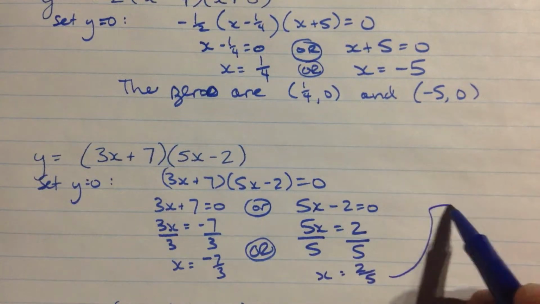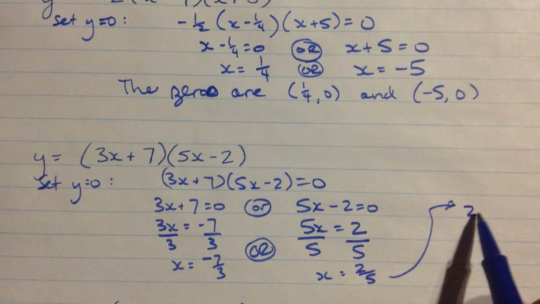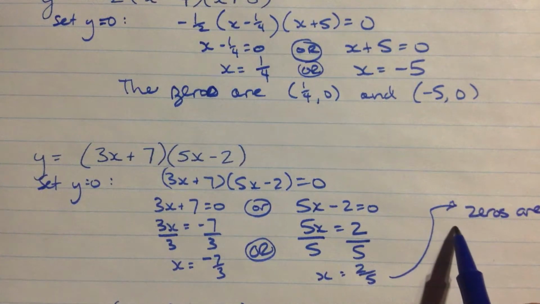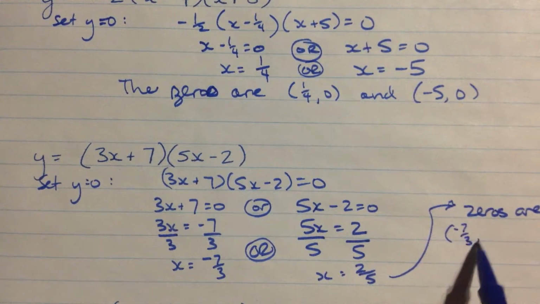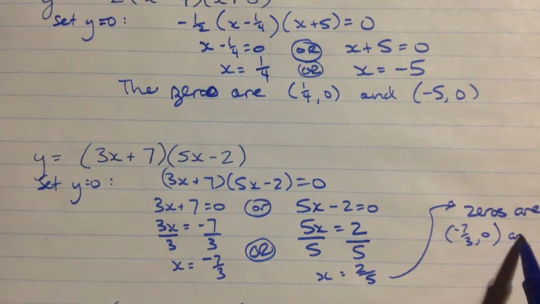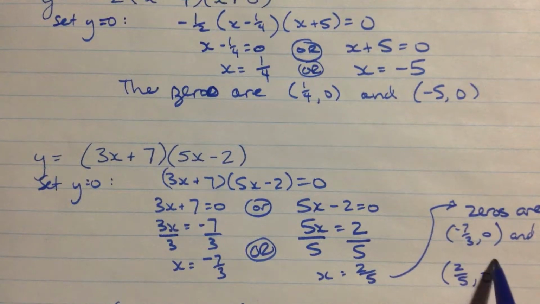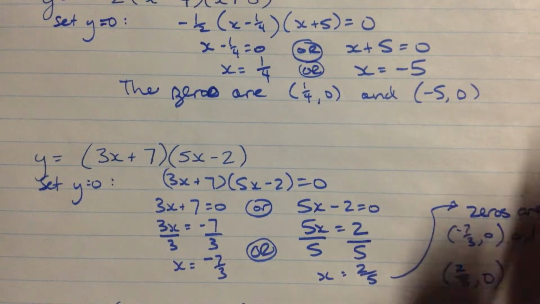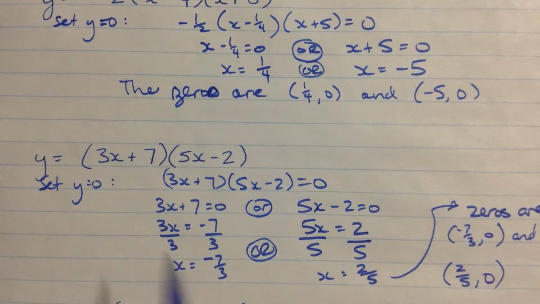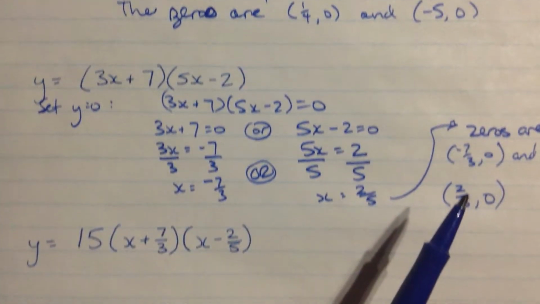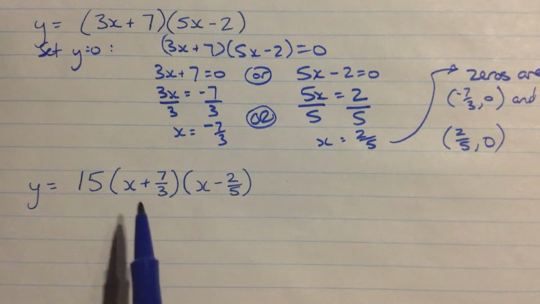So my zeros, I'm going to write it over here. My zeros are negative 7/3, comma 0, and, sorry I'm running out of space here, 2/5, comma 0. Okay, well what if you had factored this and you had factored out this 3 and this 5? You would have ended up with this right here.